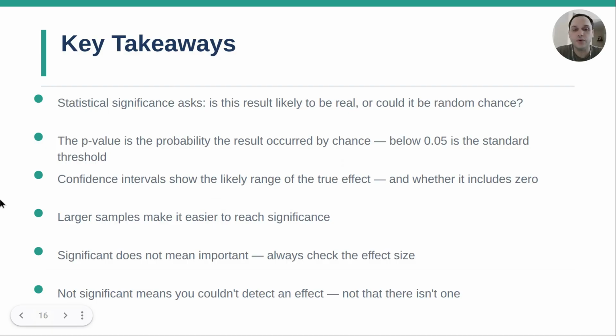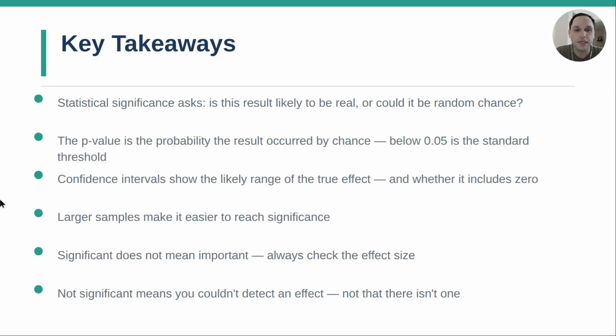6 things to take with you. Statistical significance asks whether a result is likely real or could be random chance. It's always a probability, never a certainty. The p-value is the probability the result occurred by chance alone. Below 0.05 is a standard threshold for declaring significance. Confidence intervals show the likely range of the true effect and tell you whether 0 is a plausible outcome.